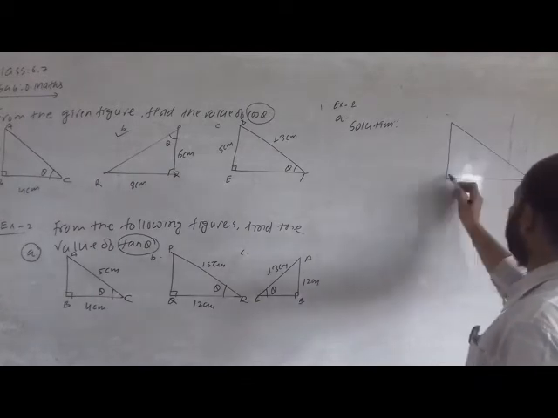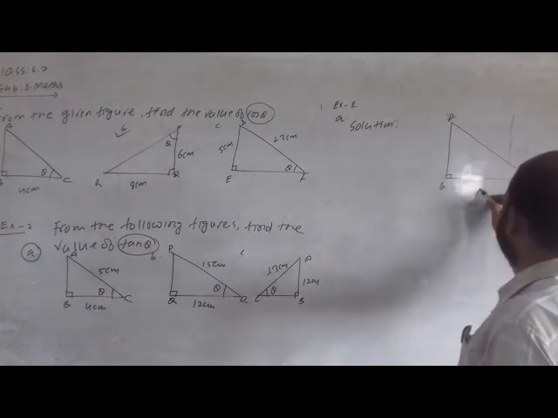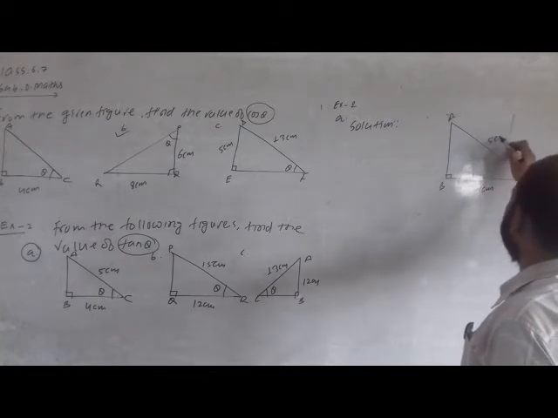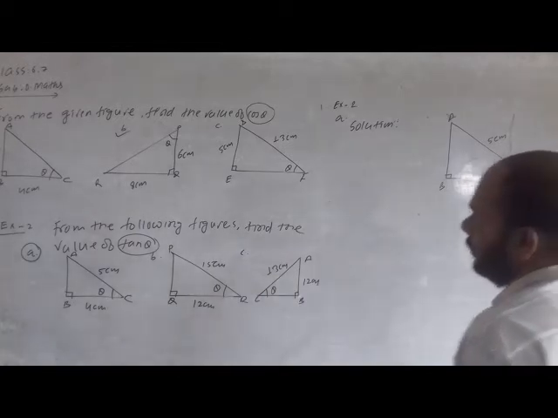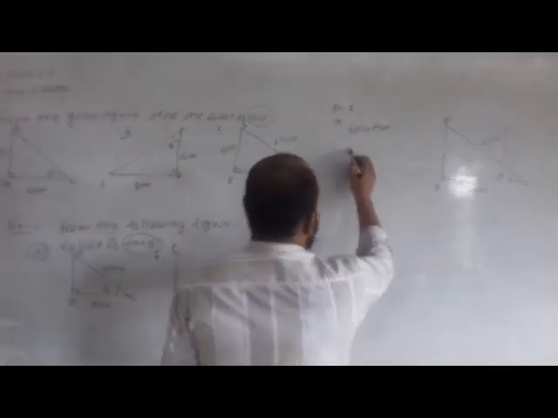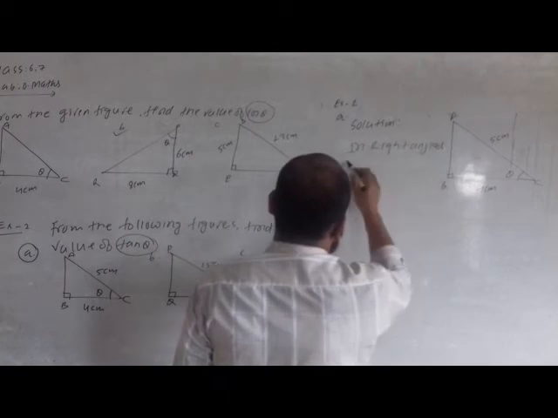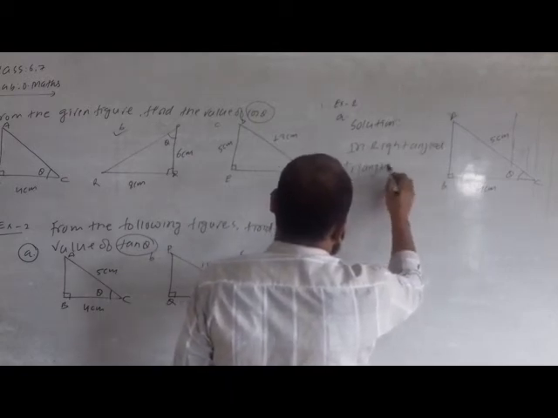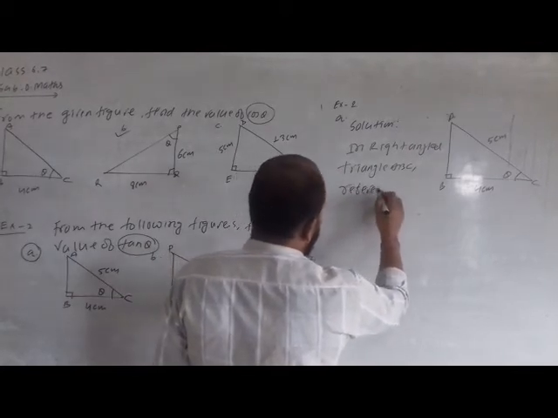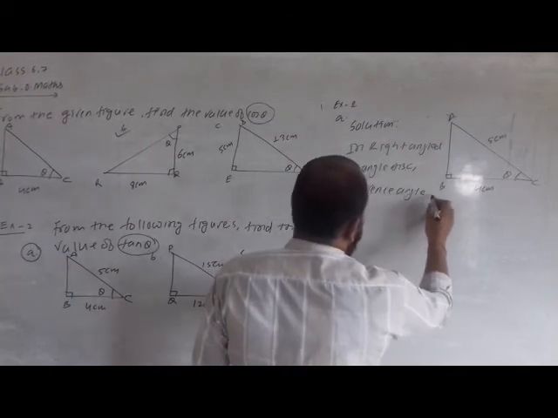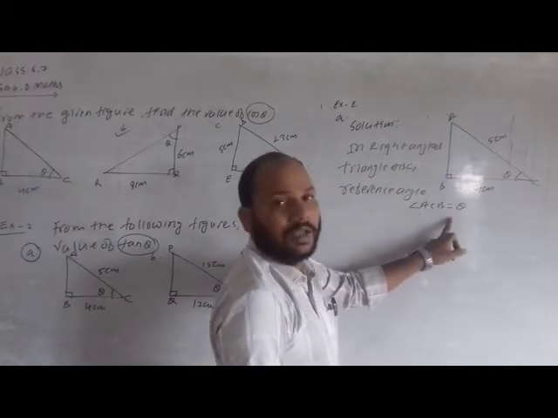Here we have figure A, B, C, and this is 4 cm. This is 5 cm, and this is theta. Okay, and your question says find the value of tan theta. First you write here, in right angle triangle ABC, reference angle ACB is equal to theta.